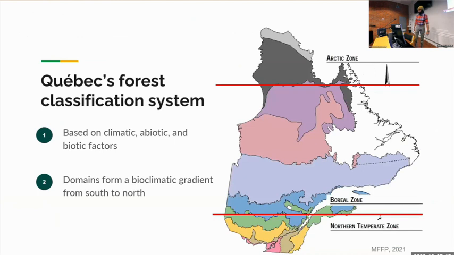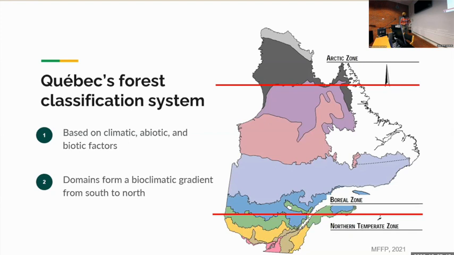So first off, we're going to start out by taking a look at Quebec's forests. Just recently we were in the Arctic, in the ecotone between the Arctic forest and the boreal forest. That's a bit too northern for me. There's not many maples up there, so we're going to go back down to the ecotone between the boreal zone and the northern temperate zone.